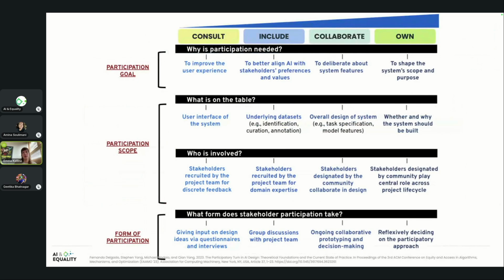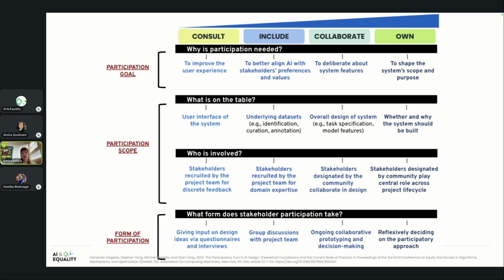If we look at this now, maybe let's compare consult and own. The goal of participation by consulting is to improve the user experience. But if you go towards own, it's to shape the system's scope and purpose. So way more powerful, right? You give way more agency or empowerment to the people that are involved. Then if we look at the scope, so what's on the table? In consult, it's the interface, but in own, it's whether and why the system should be built. Again, way more powerful.